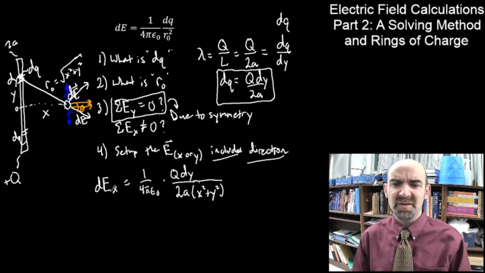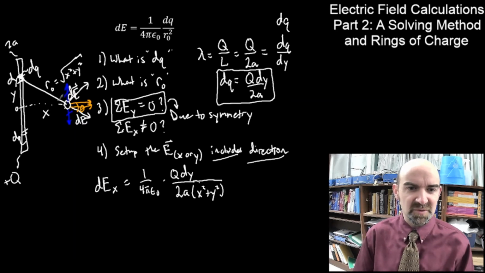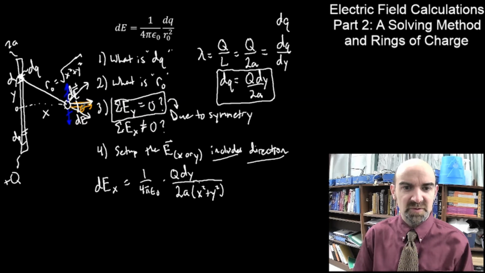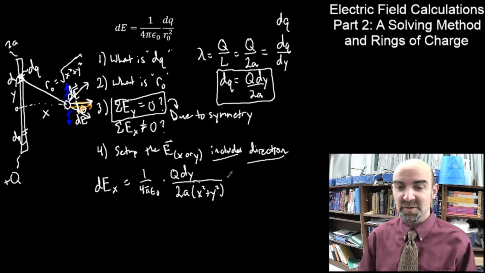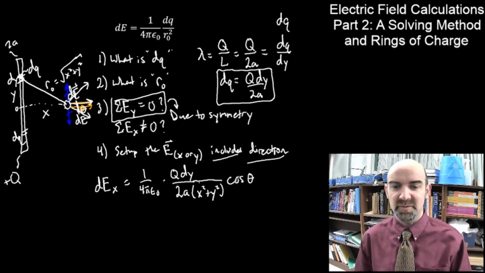And we're not quite done yet. We need the x component. So let's define a theta. I'm going to define this angle between dE and the horizontal direction as theta. So the component in the x direction would be the cosine component, the adjacent side to that angle. So this is going to be cosine theta is what we'll have there. I could put that up here. What is cosine theta? What is that component?